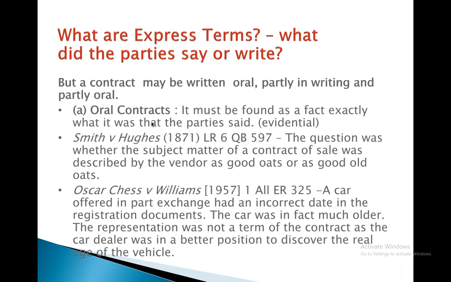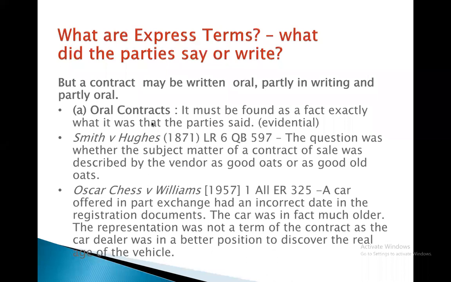So again, in terms of being able to establish and determine what the parties really agreed upon, you need to call evidence. You need to adduce evidence.